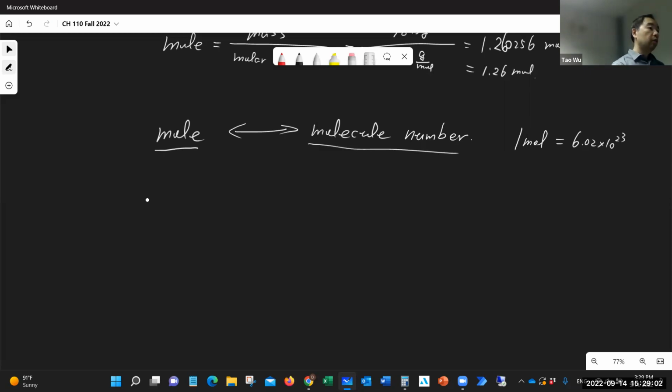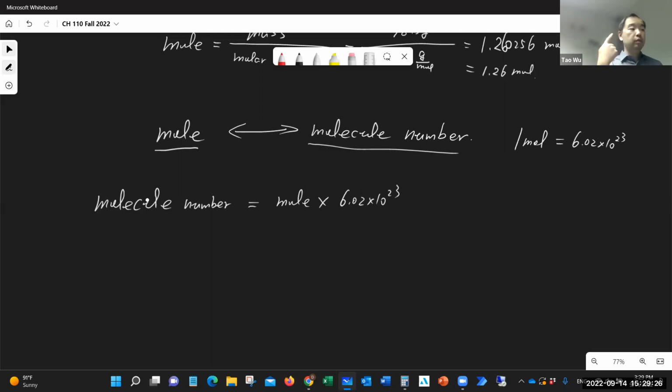So what is the relationship between the mole and molecule number? Generally, the molecule number is just equal to mole times 6.02 times 10 to the 23rd. If you have 1 mole, it's just 1 times this number. If you have 2, just double this number. If you have 1.5, it's just 1.5 times this number. Then you will get the molecule number.